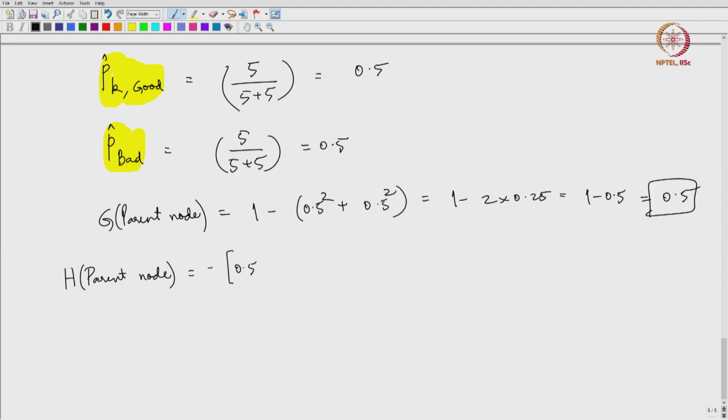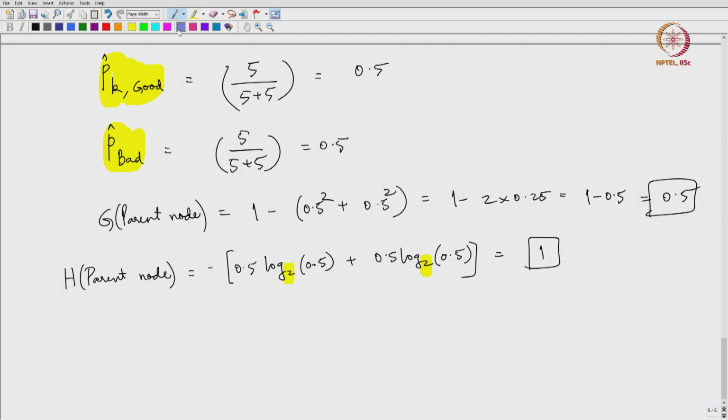So, this is p hat log p hat for the good points, plus p hat log p hat for the bad points. And this, if you compute, will come out to be exactly 1 because we have used log to the base 2 here. Of course, you can use log to any other base as well.